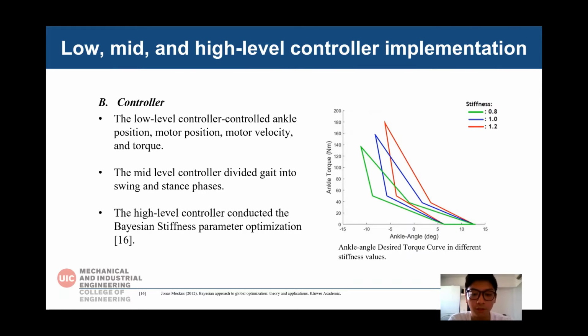In the mid-level controller, we generated the ankle torque curve, which is shown in the figure on the right. We use this curve to get the desired angle and torque. You can see that with different stiffness parameters, we will get a different ankle torque curve. So we use the high-level controller to find the best stiffness parameter by using Bayesian optimization based on the metabolic cost.